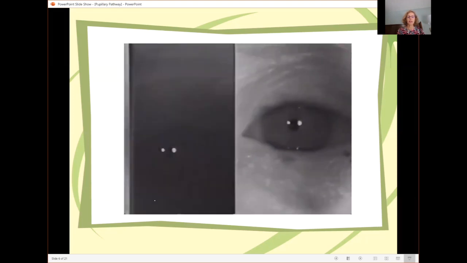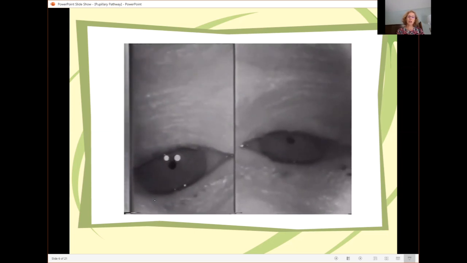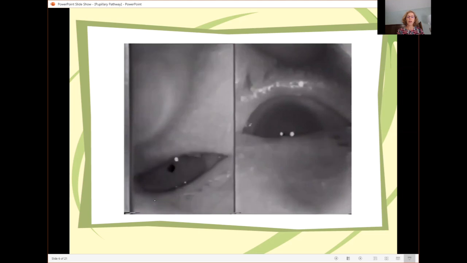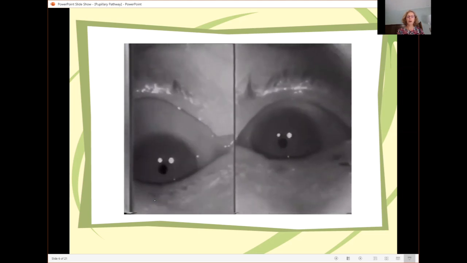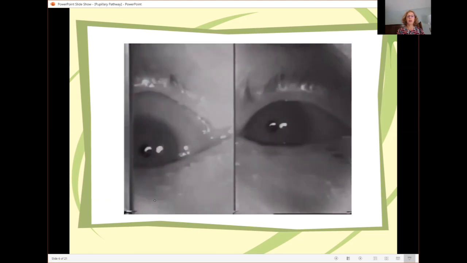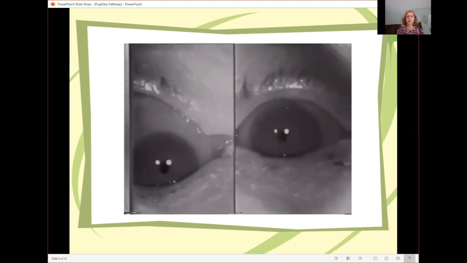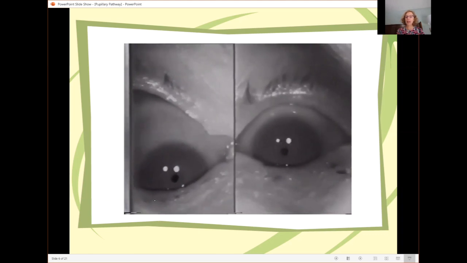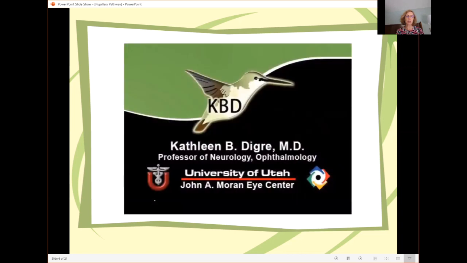Now you're going to see the patient converge, and you'll see that despite how small those pupils are, they get even smaller very quickly with convergence. So this is light near dissociation. The pupils do not respond to light, but they respond very briskly to an accommodative or near target.